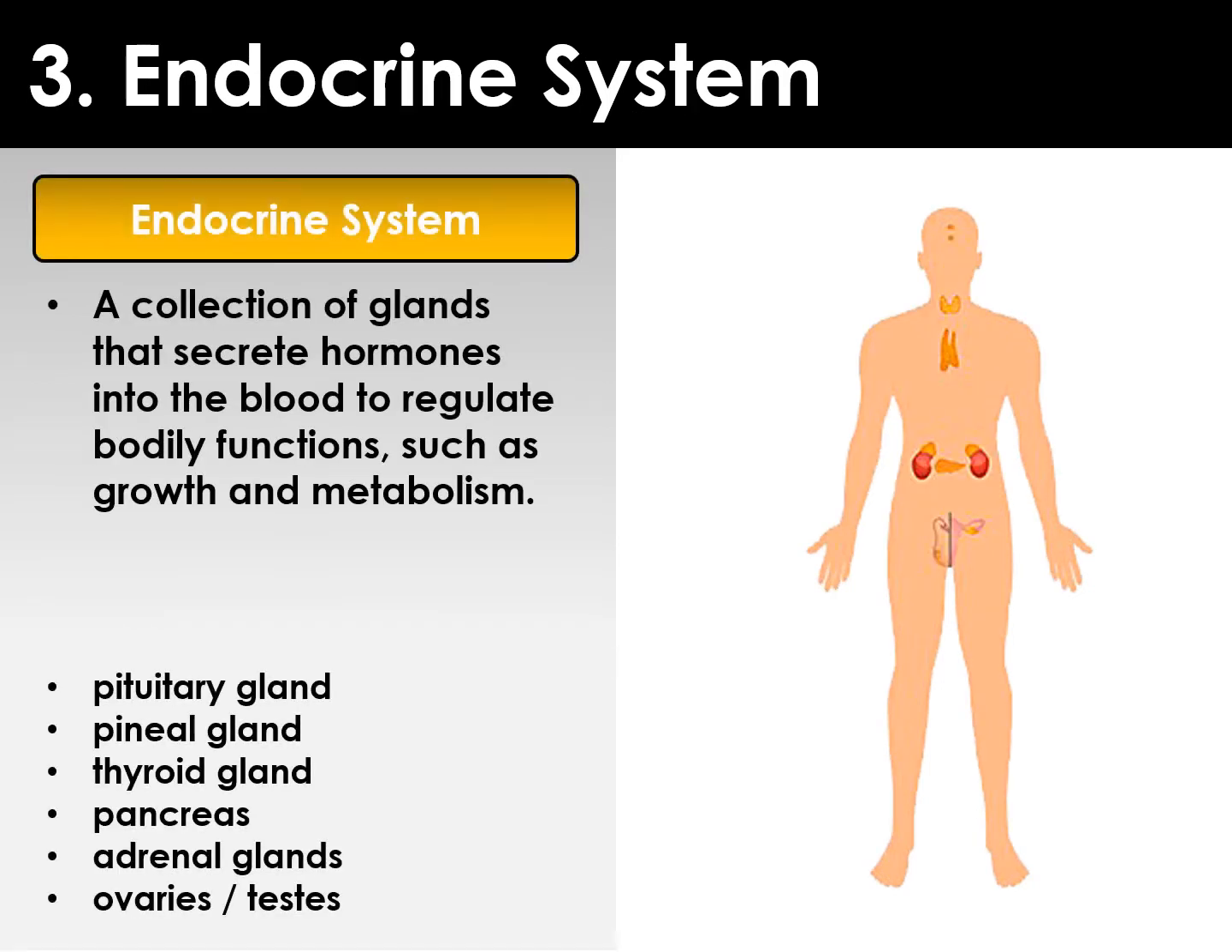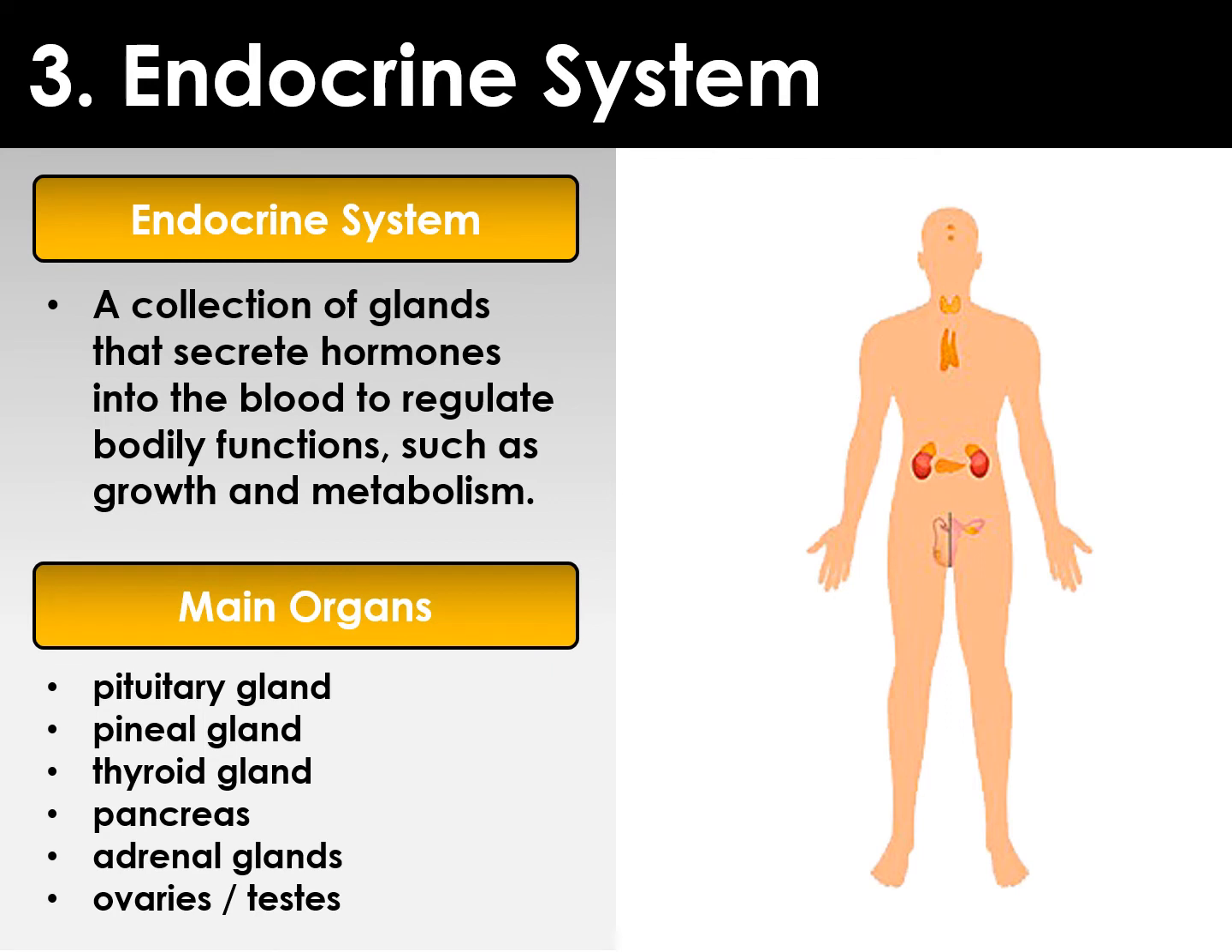Next is the endocrine system. And the endocrine system is a collection of glands scattered throughout the body. The function of these glands is to secrete different hormones that help to regulate major body functions, such as growth and metabolism. Examples of major organs in this system include the pituitary gland or the master gland, the pineal gland, the thyroid gland, the pancreas, adrenal glands, and the ovaries and testes.